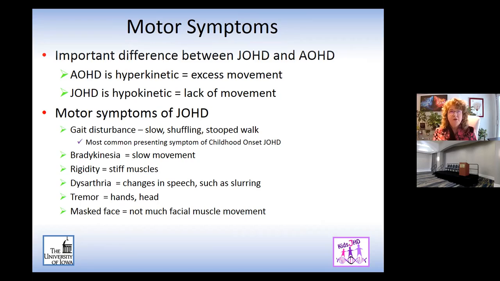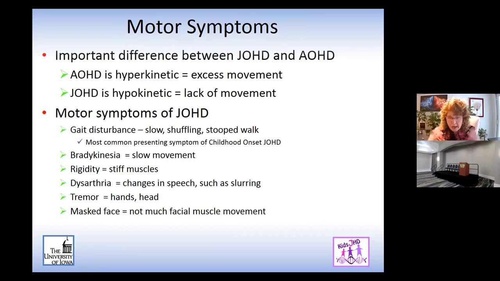In many ways, it looks more like Parkinson's disease. Bradykinesia: brady means slow, kinesia means movement, so bradykinesia is slow movement. Rigidity, stiff muscles, sometimes leading to pain. Dysarthria: dys means abnormal, arthria means talk, so abnormal talking, changes in speech and slurring. There can be tremor. Like I said, for hyperkinesis, chorea is usually fluid.